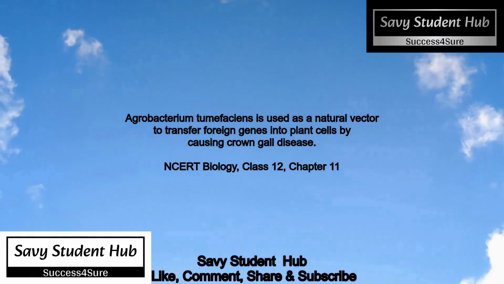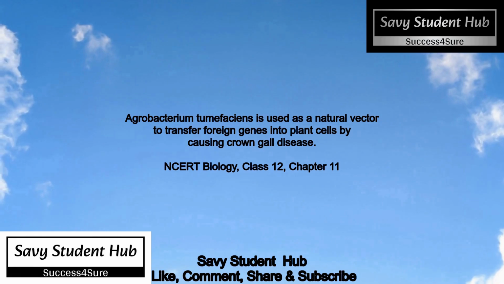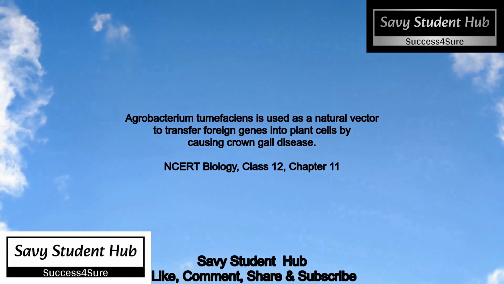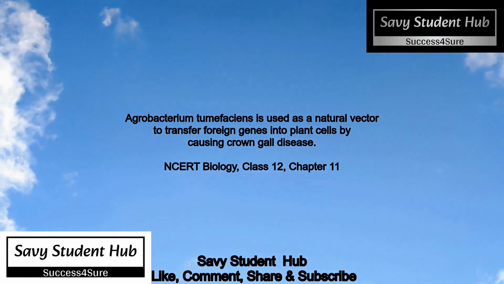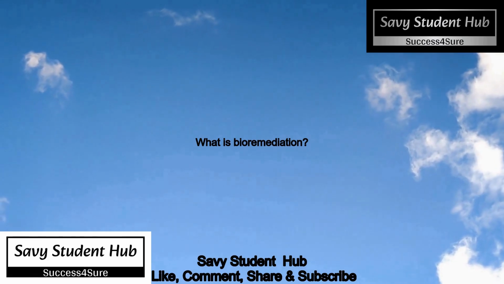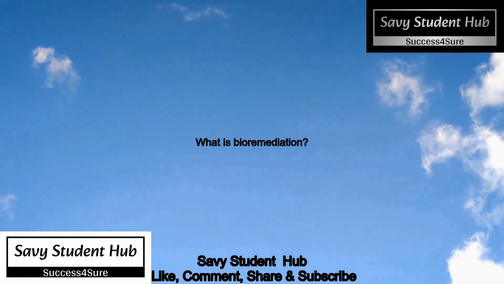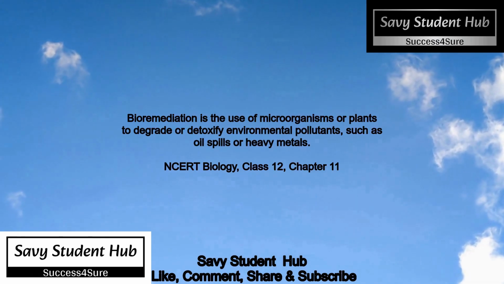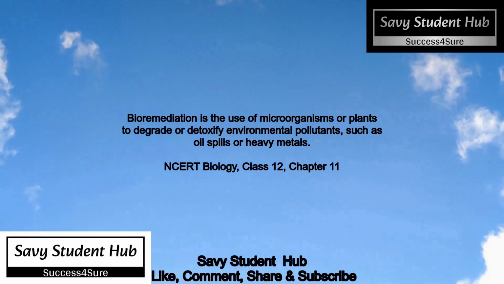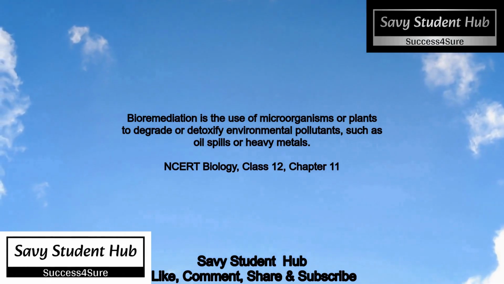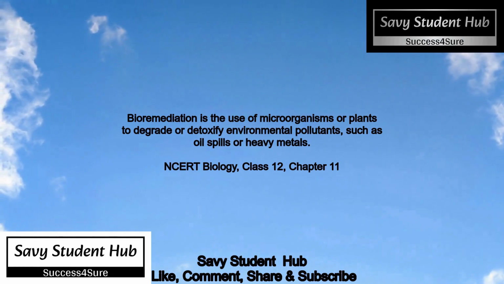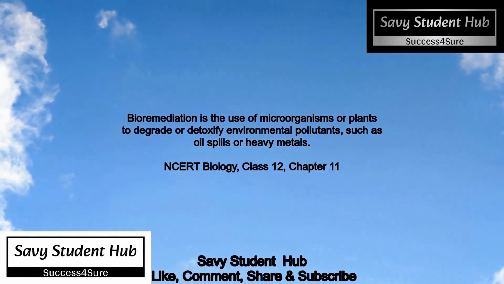Agrobacterium tumefaciens is used as a natural vector to transfer foreign genes into plant cells by causing crown gall disease. What is bioremediation? Bioremediation is the use of microorganisms or plants to degrade or detoxify environmental pollutants, such as oil spills or heavy metals.